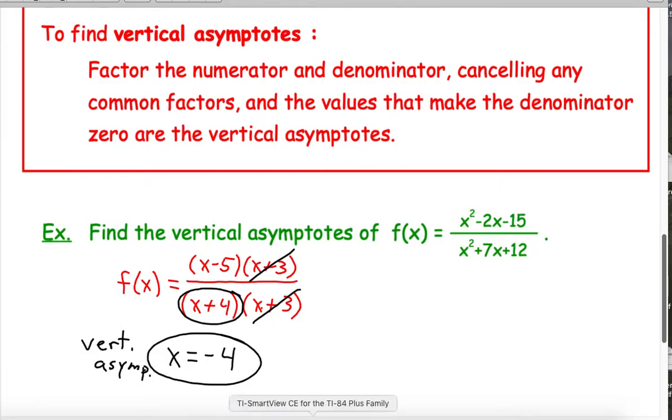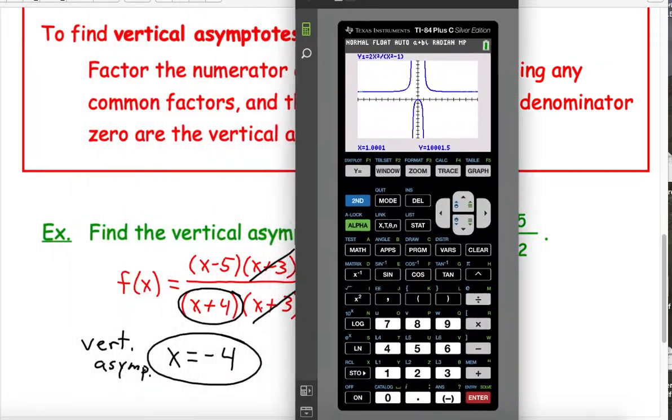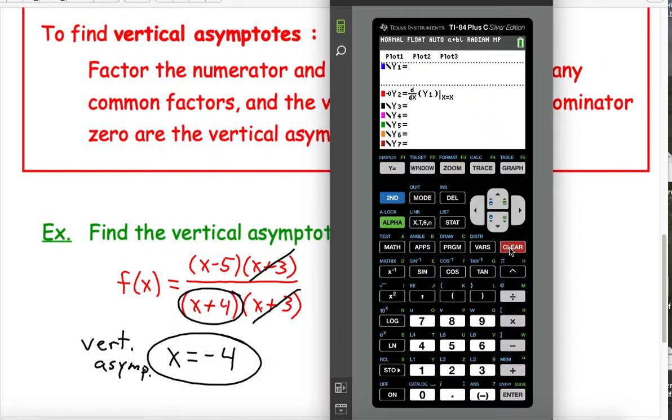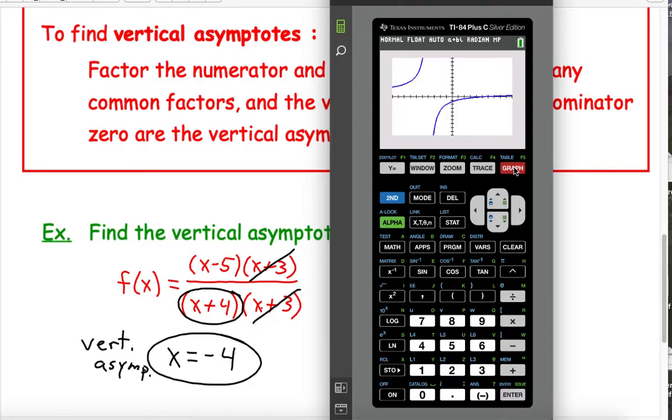So let's go ahead and take a look at this graph on the calculator. So we have, put it in parentheses, x squared minus 2x minus 15 divided by, and then the denominator, what was that, x squared plus 7x plus 12, I think, right? Yeah. I typed it incorrectly, so let's hit graph. Okay, and so you can see that it looks like at x equals negative 4, we're going to have a vertical asymptote there.